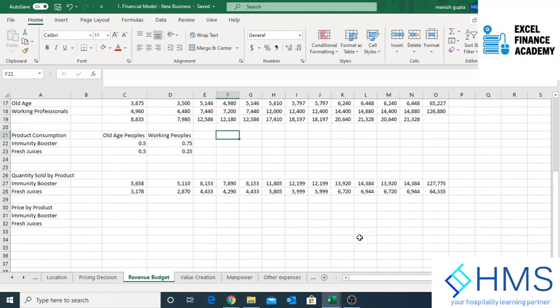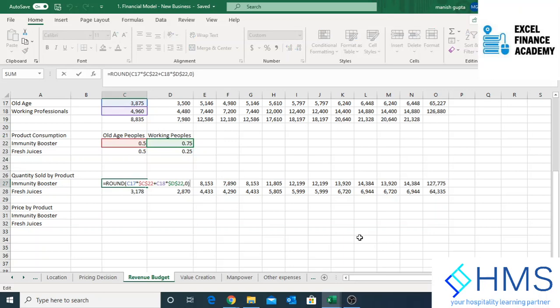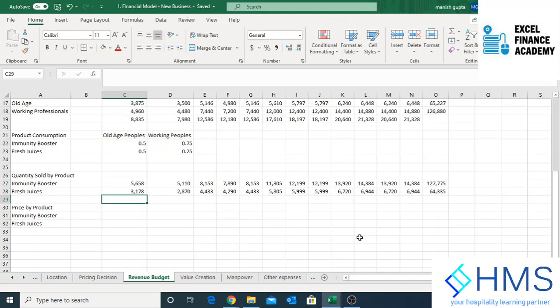In that case, we have to multiply this with the price itself at this point, because then we cannot have only the quantity, we have to have the revenue as well, or we have to put them in different lines. Immunity booster by old age people, immunity booster by working people, and then fresh juices by old age people, fresh juices by working people, and then we multiply with their respective price.